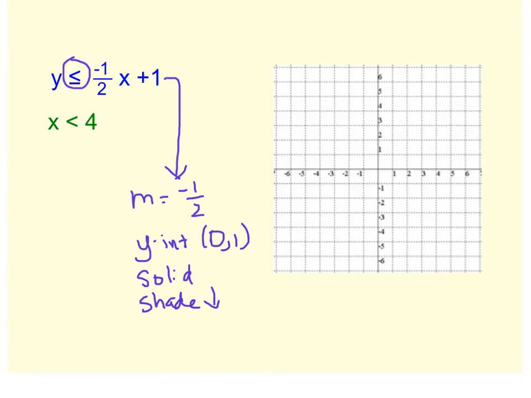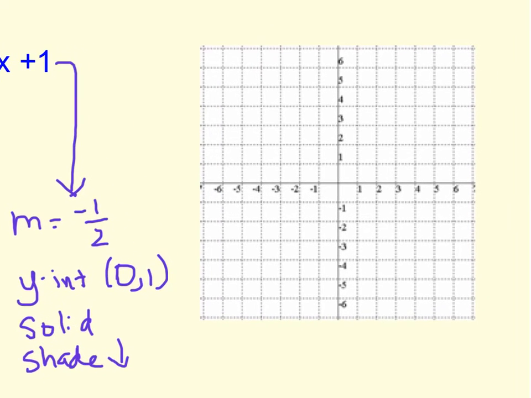So we go to our graph and we start with that y-intercept 0, 1. And the slope is -1/2, so down 1 to the right 2. Up 1 to the left 2. And solid line, so go ahead and draw on your solid line.